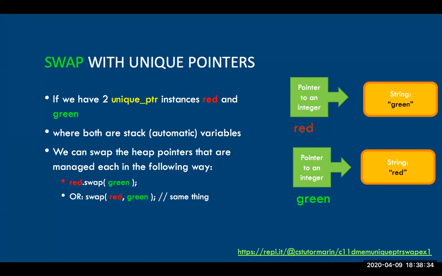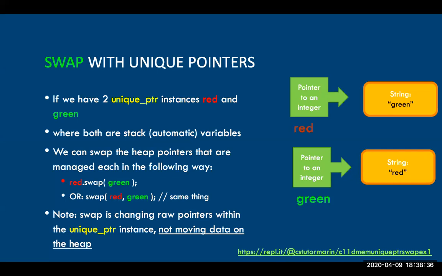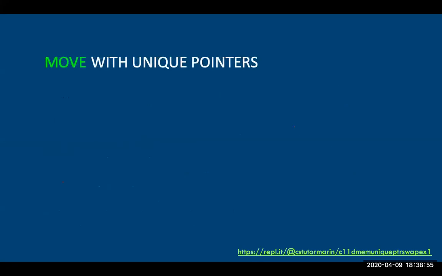It's one of the few ways you can modify a unique pointer. And it's doing that just by changing the raw pointers. There's no copying or moving the data around. It's just going inside of those unique pointer instances and swapping the raw pointers. So they just end up managing something different. So it's pretty efficient to do, okay? So no heap data is being deleted or moved around, which is nice.